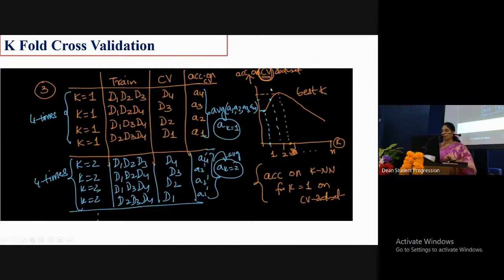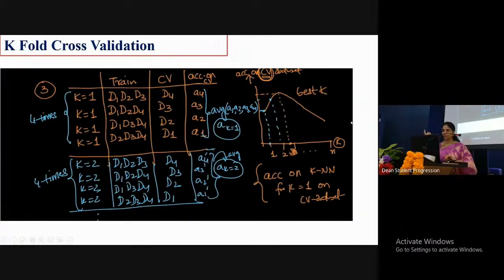And then out of all this, I try to choose the best K. Now for this best K, what I do is, I have totally 100 data. In 100, I have taken 80. Out of 80, I have taken 60% for training, 20% for cross validation. Now the remaining 20, I have calculated my K here.